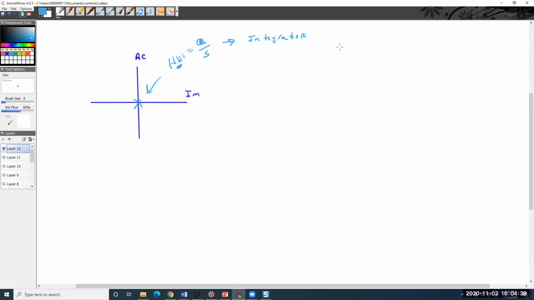And so what if the input is a step times the system, right? 1 over S squared, the inverse Laplace of 1 over S squared, is RT, right? It goes on forever, right? So that system is out of control.